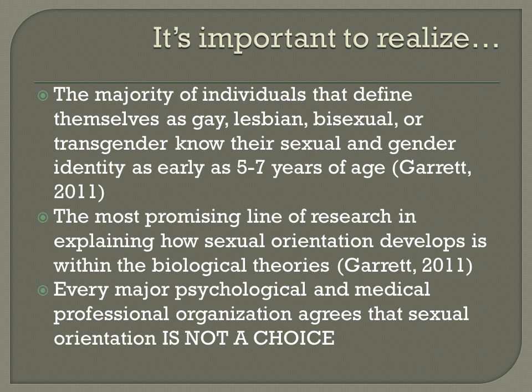The other important fact is that the most promising line of research in explaining how sexual orientation develops is with biological theories. And as I mentioned just a moment ago, every major psychological and medical professional organization in this country, and many around the world, agree that sexual orientation is not a choice. So it's important to remember that people don't choose to be lesbian, gay, bisexual, pansexual, transgender, etc.